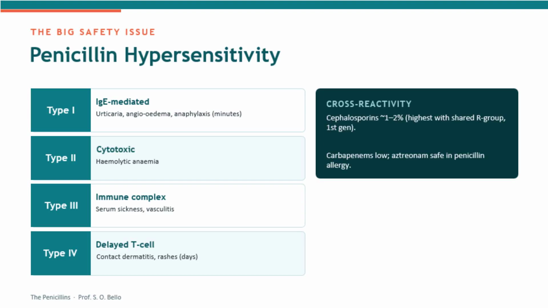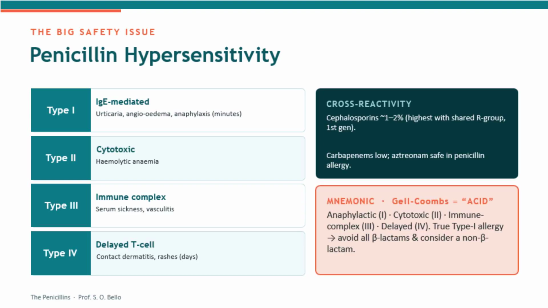This slide deserves your full attention because penicillin allergy is one of the most common and most misunderstood issues in clinical medicine. Hypersensitivity reactions follow the four Gell and Coombs types. Type 1 is IgE-mediated and immediate: urticaria, angioedema, and at its worst, anaphylaxis within minutes. This is the dangerous one.